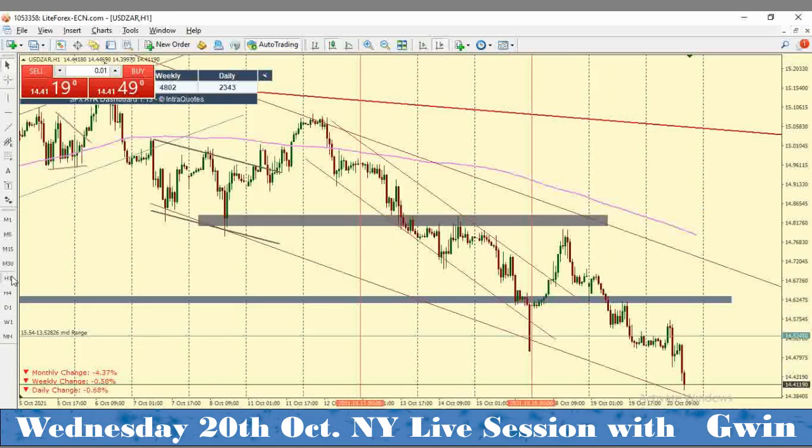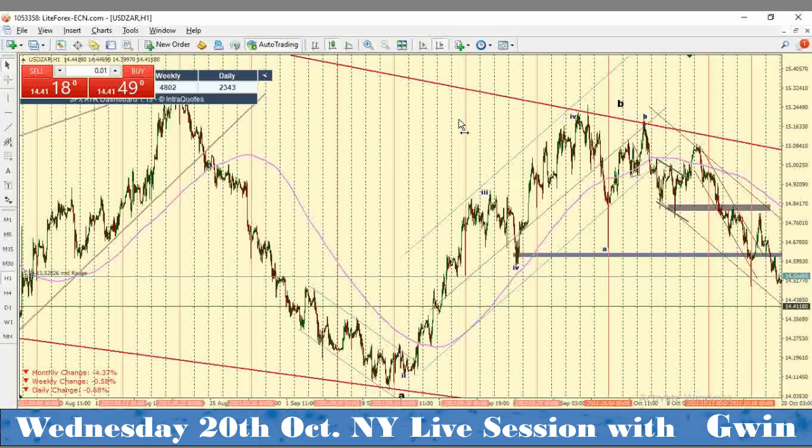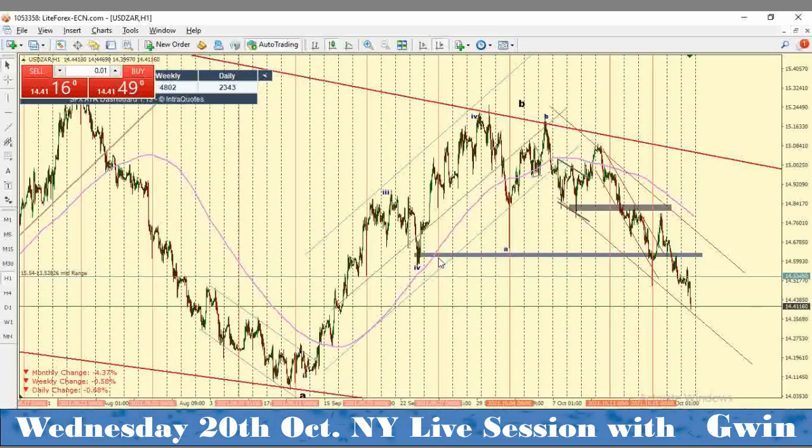Remember, initially what I was waiting for was a C leg. So I was looking for an A, B, and I was waiting for a C leg. You can see that the extension of the C leg I was waiting for has gone even beyond what I was expecting. So I didn't take a trade as a result.